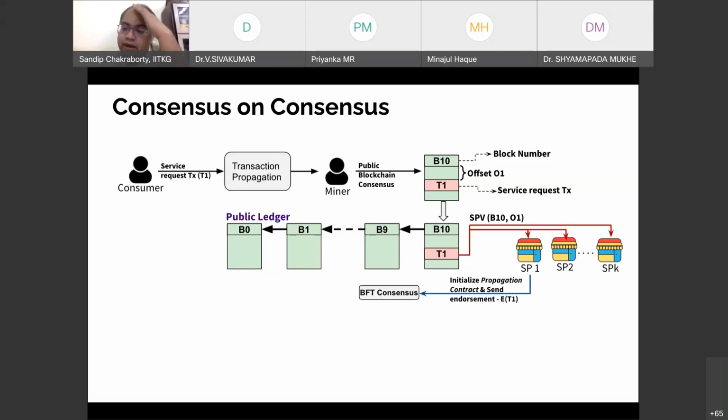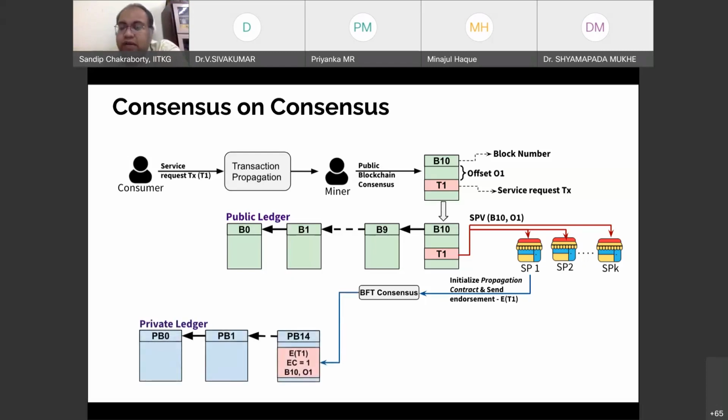That means if that service provider agrees on that transaction T1 on the public blockchain network, it sends an endorsement to the corresponding private network of the service providers, and it goes through a BFT consensus mechanism, a Byzantine fault-tolerant consensus mechanism. Once that consensus is reached, that means multiple service providers agree on the common ordering of the transactions picked up from the public ledger, then that information is put on a private ledger, or a private blockchain.